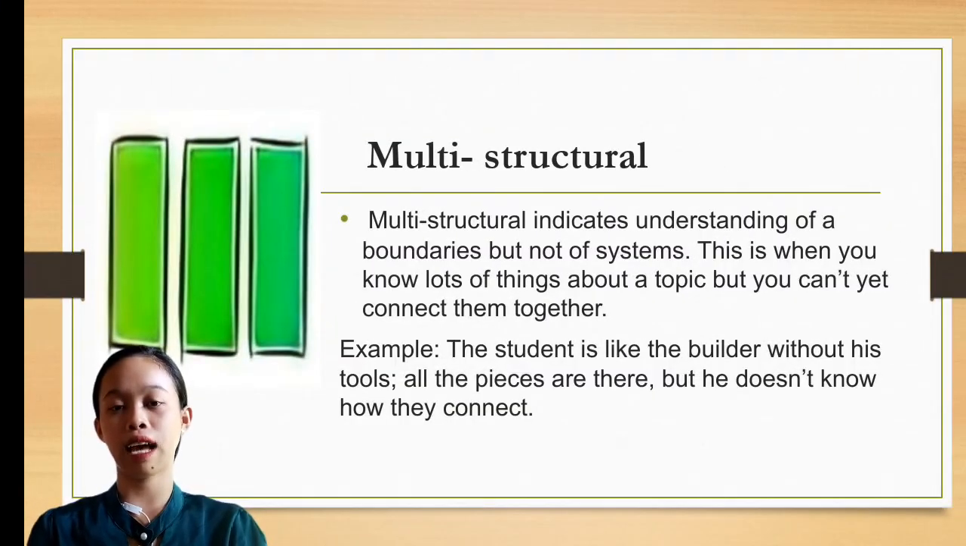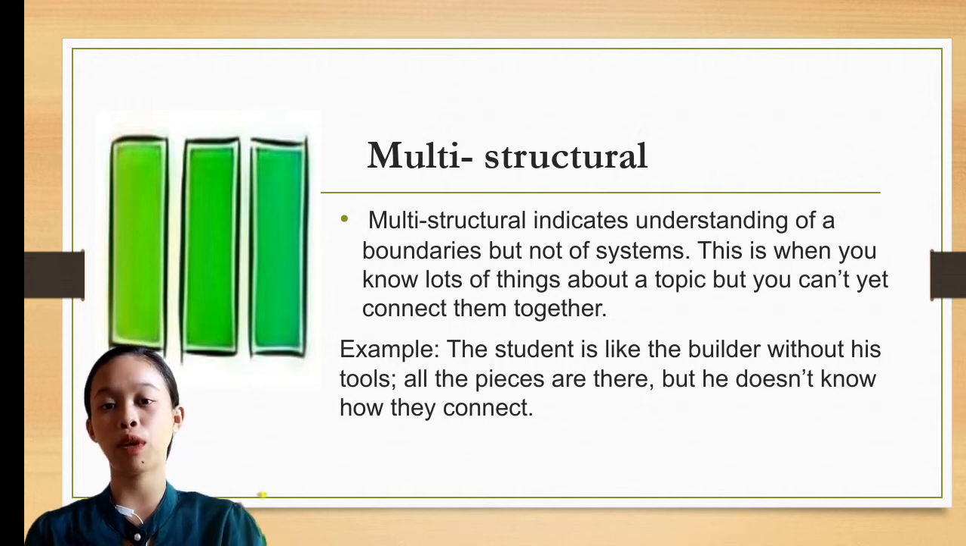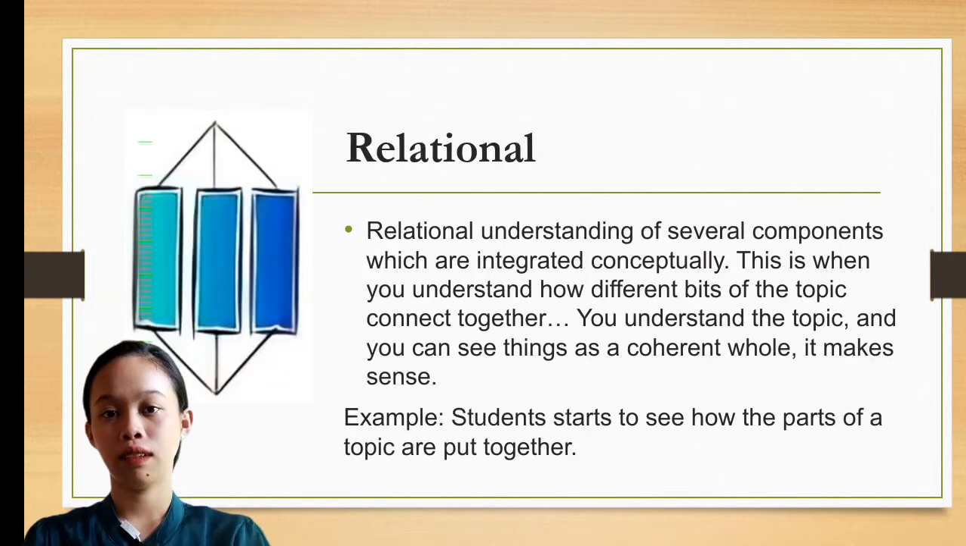Multi-structural indicates understanding of boundaries but not of systems. This is when you know lots of things about a topic but you can't yet connect them together. An example of multi-structural is the student who is like a builder without his tools. All the pieces are there but he doesn't know how they connect. This is the picture of multi-structural.